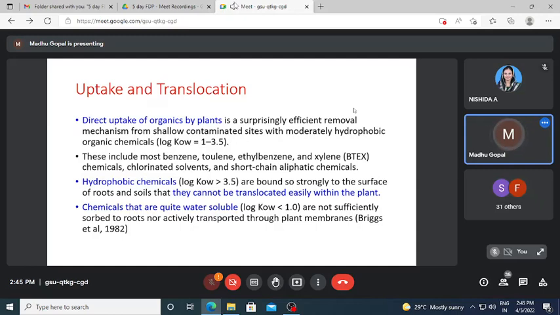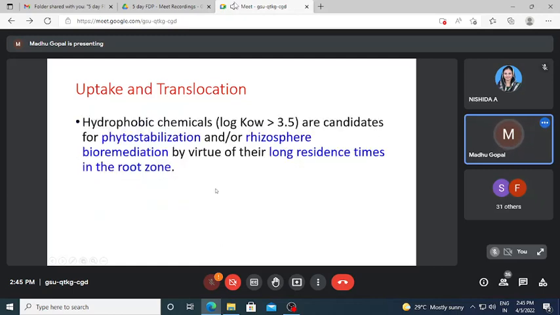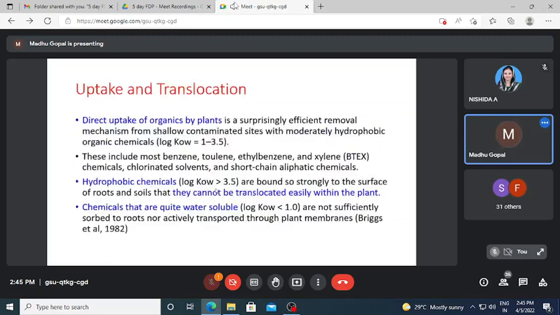Then this direct uptake of organics by plants is a surprisingly efficient removal mechanism. It happens in shallow contaminated sites, where plants bring about a direct uptake of organics, in the case of moderately hydrophobic chemicals. A criterion, an index of hydrophobicity, is log KOW. When it is in the range of 1 to 3.5, then direct uptake is possible.